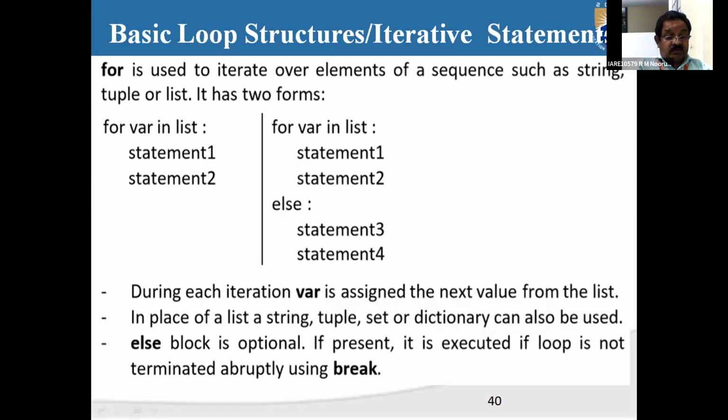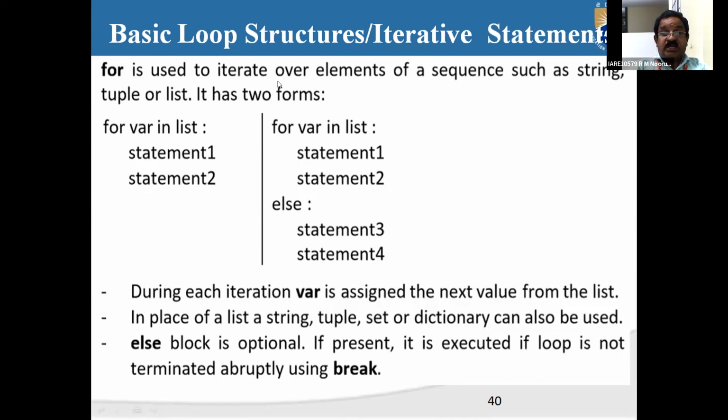Next one is the for statement. As I already mentioned, in case of C language, you do not have an else block in case of the while statement or for statement. Whereas in case of Python, for both while as well as for statement, you have the else block.